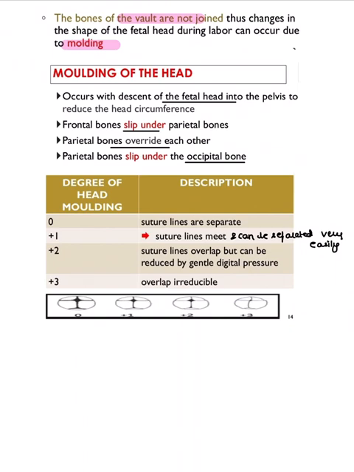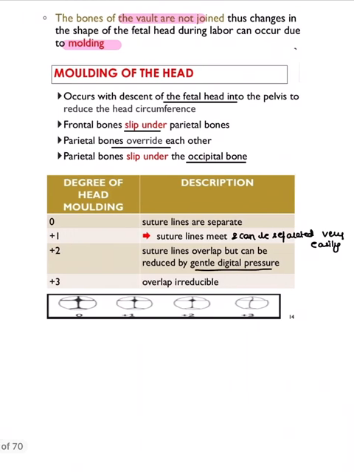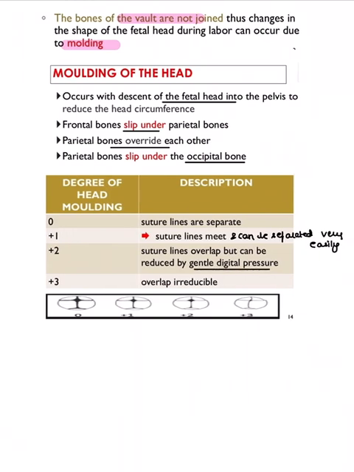Now what are the degrees of head molding? There are 4 degrees. Grade 0: the suture lines are separate. Grade 1: suture lines meet each other but can be separated very easily. Grade 2: suture lines overlap and can be separated by applying mild pressure. Grade 3: even after applying pressure it does not separate, so it is irreducible.